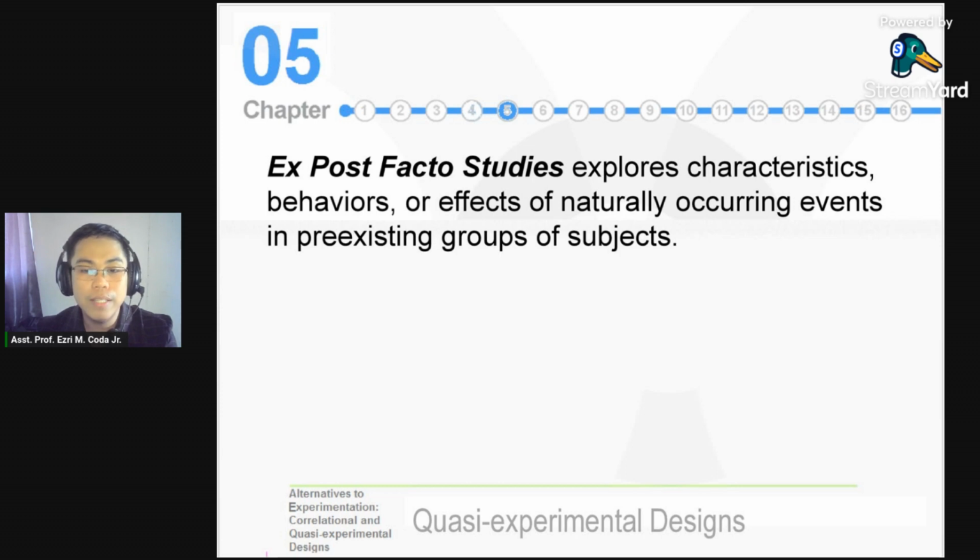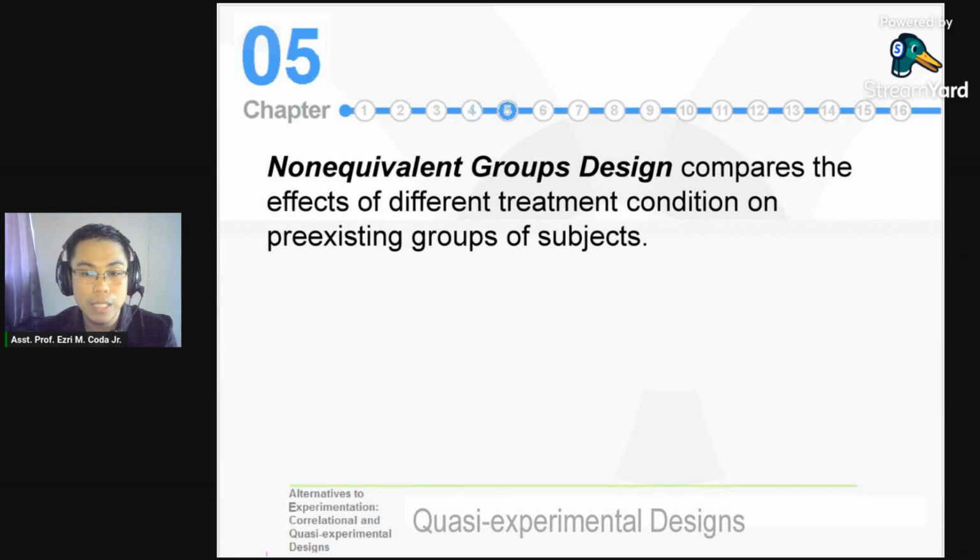Now, post facto studies naman, it explores characteristics, behaviors, or effects of naturally occurring events in pre-existing groups of subjects. So, itong post facto studies naman, mga characteristics, behaviors, or effects naman na nag-naturally occur sa isang events o sa isang pre-existing groups of subjects. Minsan, ang mga studies na ito ay nag-i-include ng mga phenomenological studies. Ay mga phenomenon na, ano ba mga phenomenon tulad ng teenage pregnancy? Ano ba yung characteristic behaviors at effects ng teenage pregnancy sa isang group of subjects? Of course, sa mga teenager. So, yun yung example ng post facto studies.